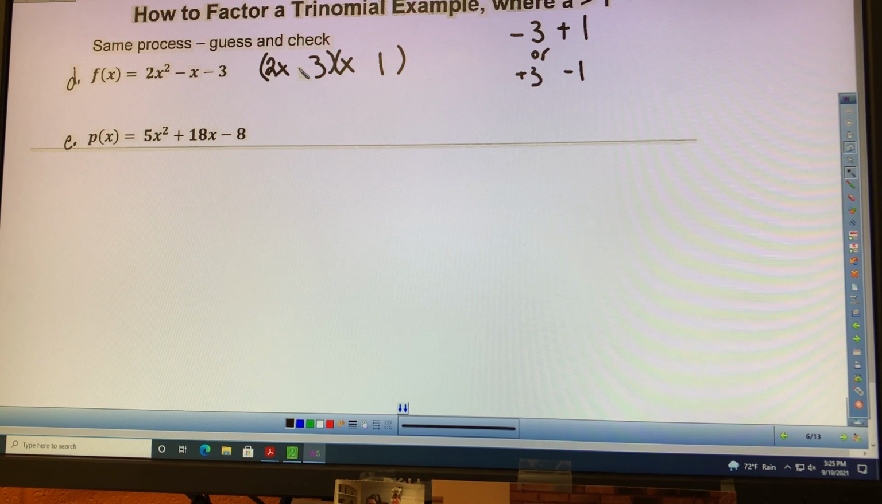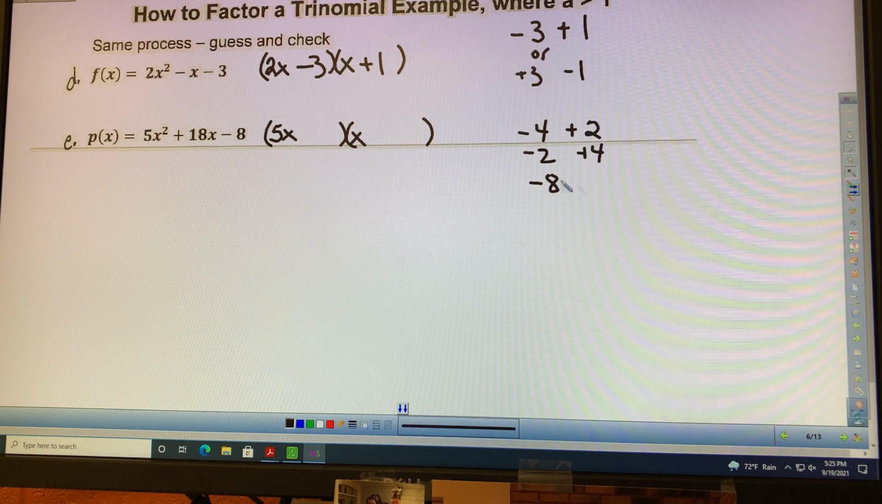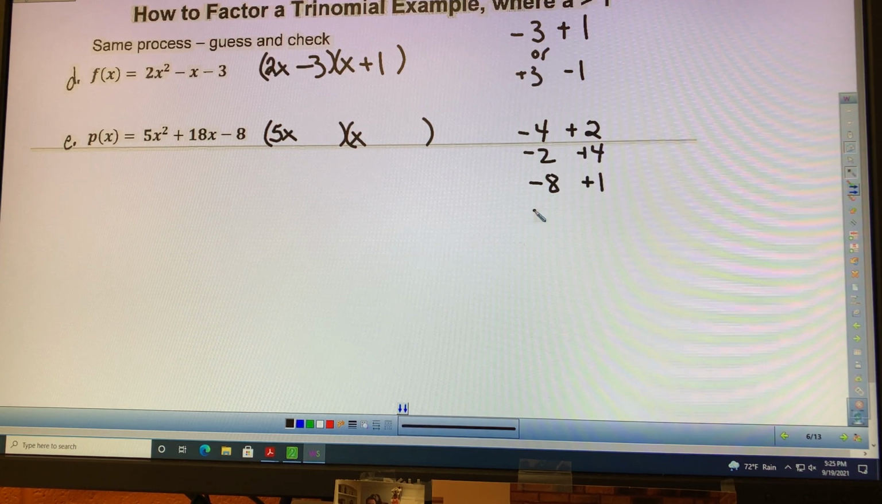So this was negative and this was positive. Okay, for this one, the only thing I can have is 5x and x. That's the only combination that gives me a 5x squared. For negative 8, I could have negative 4 and positive 2, negative 2 and positive 4, negative 8 and positive 1, positive 8 and negative 1. I could have all of these combinations.